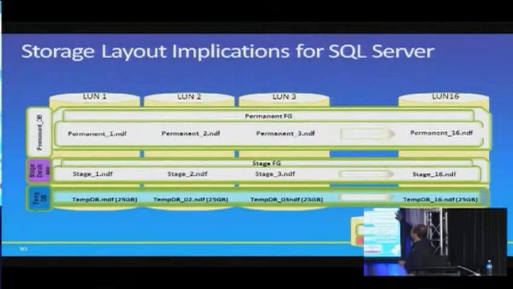Okay, so 16 LANs, 16 data files. Staging is optional. So if I have a staging area where I store data during my ETL, maybe I do 16 data files there as well. And TempDB as well, 16 files across the same LANs.